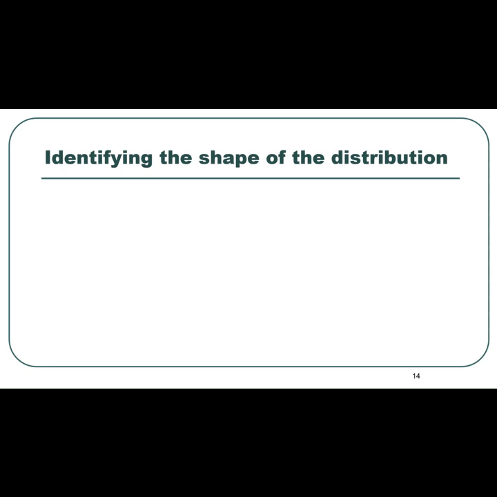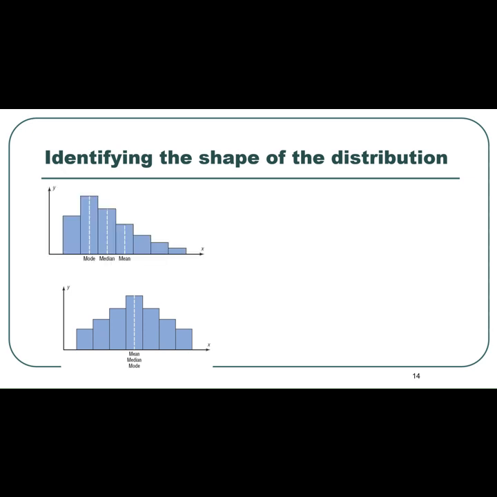Identifying the shape: I can use the relationship between mean, mode, and median to know the shape of my distribution, and vice versa. If I know the shape of the distribution, I can say something about the relationship between mean, median, and mode. How? For a histogram, if my histogram is bell-shaped, then mean, median, and mode are at the same point, so they are all equal.